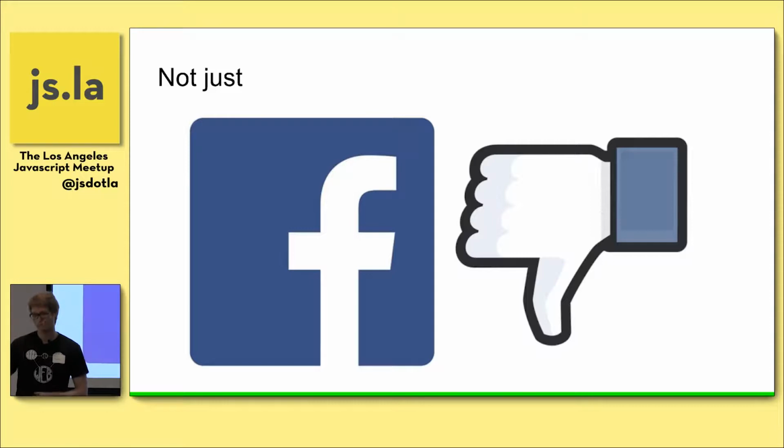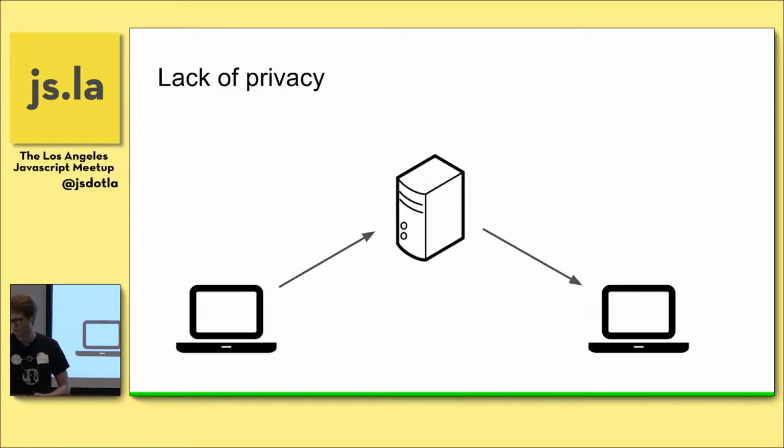Well, let's go through a couple of them. The first one is that there's a lack of privacy in the cloud-based model. For whatever reason, there has never been a good way to exchange a file or a message or a document on the web without having to expose it to a third party. So this has led to a couple of different problems.